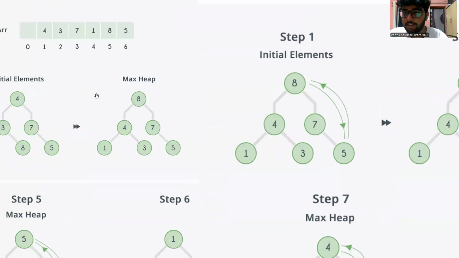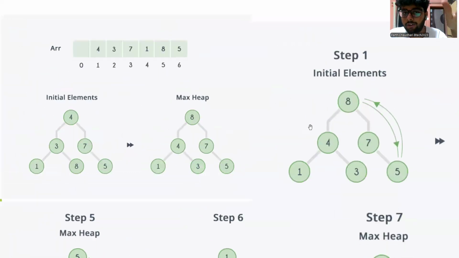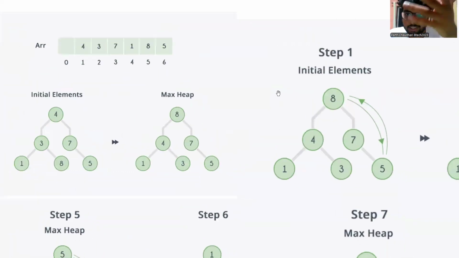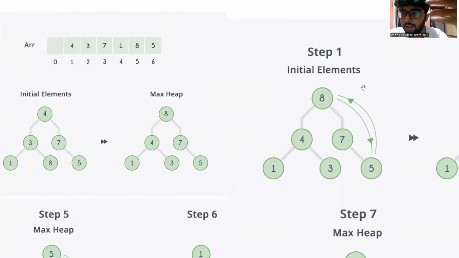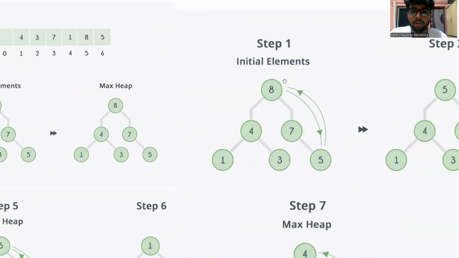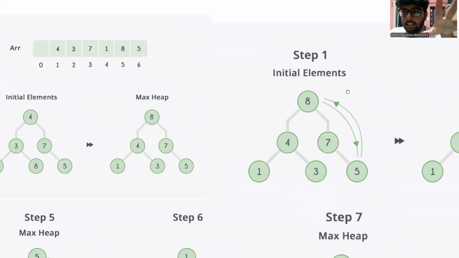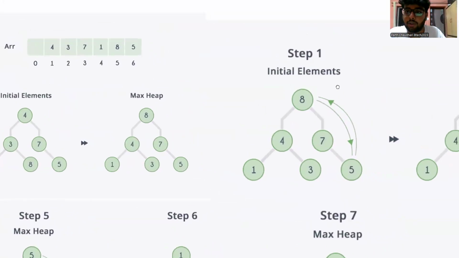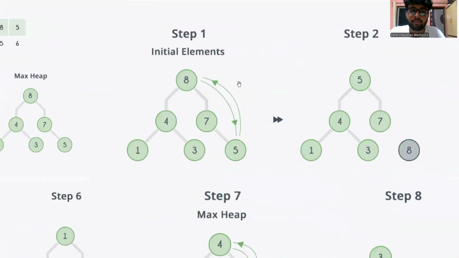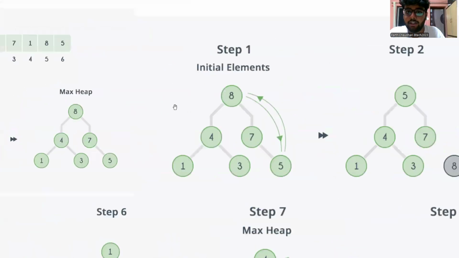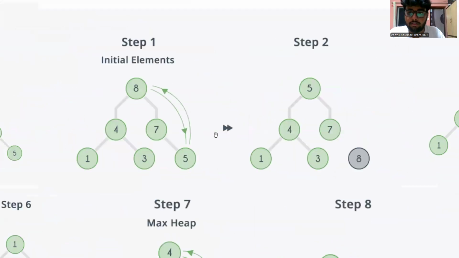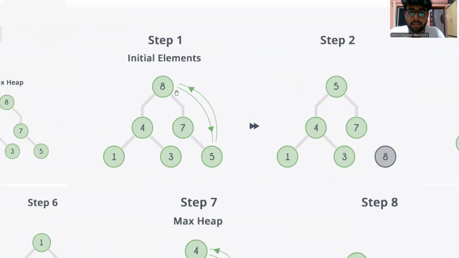In any case, the time complexity of max heap and min heap both are the same, so it doesn't matter. We'll have a sorted array in the same time. Okay. Now here is what exactly the heap sort algorithm does. We have a max heap here. Its initial elements are shown here.